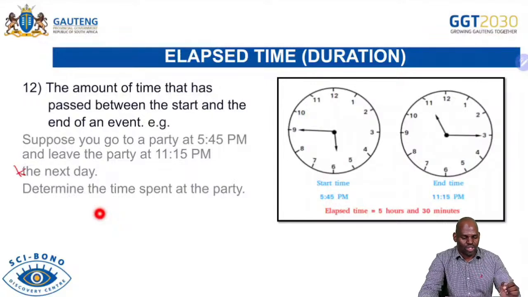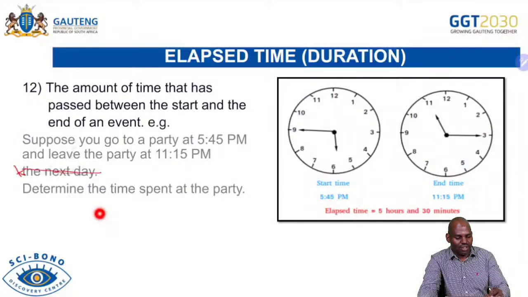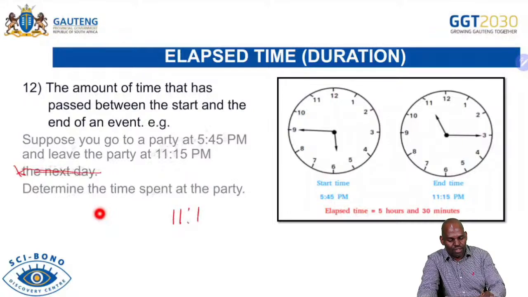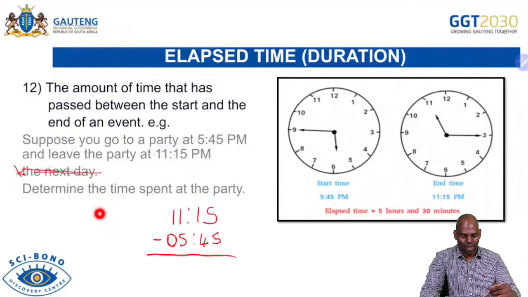Okay, so suppose you go to the party at 5:45 p.m. and leave the party at 11:15. This is supposed to be just up until 11:15. Okay, 5:45 up until 11:15. So for 11:15 we have to check the time from 5:45 to 11:15. So we want to calculate the difference. We want to determine the time that you spent at the party.